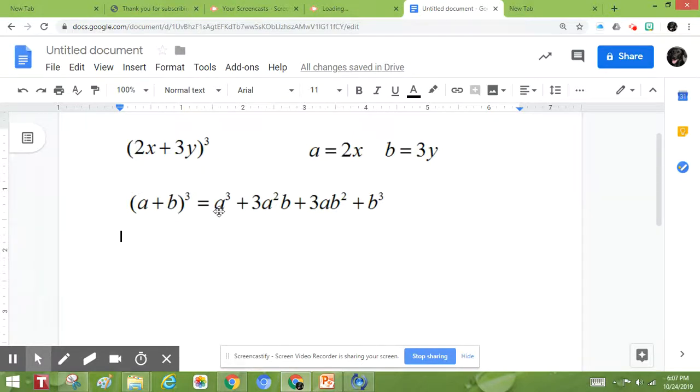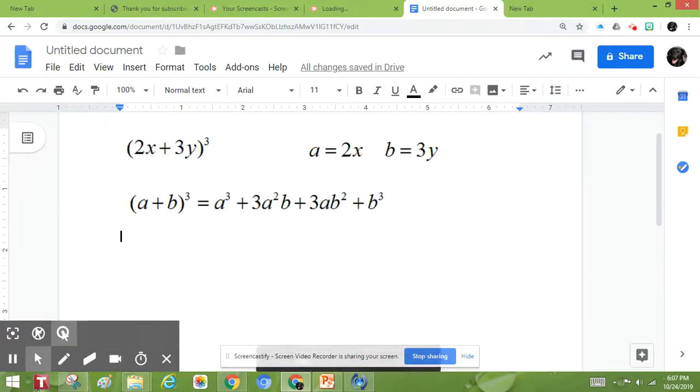I start with A to the third. My A's are going to go down as far as their exponents go, so I have A to the third, A squared, A, and my B's will go up. So there's no B here, there's a B here, B squared, and B to the third. Now that I've expanded that, everywhere I see an A, I'm going to put 2x, and everywhere I see a B, I'm going to put 3y.